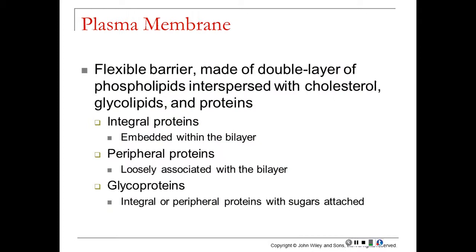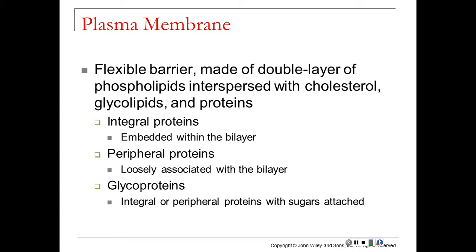Let's start with the outermost organelle, that plasma membrane. It's a flexible barrier, as we mentioned, made of a double layer of phospholipids. Interspersed amongst the phospholipids are cholesterol molecules, as well as glycolipids and proteins. There are special types of proteins that are involved in our plasma membrane. Integral proteins are embedded within the bilayer itself.